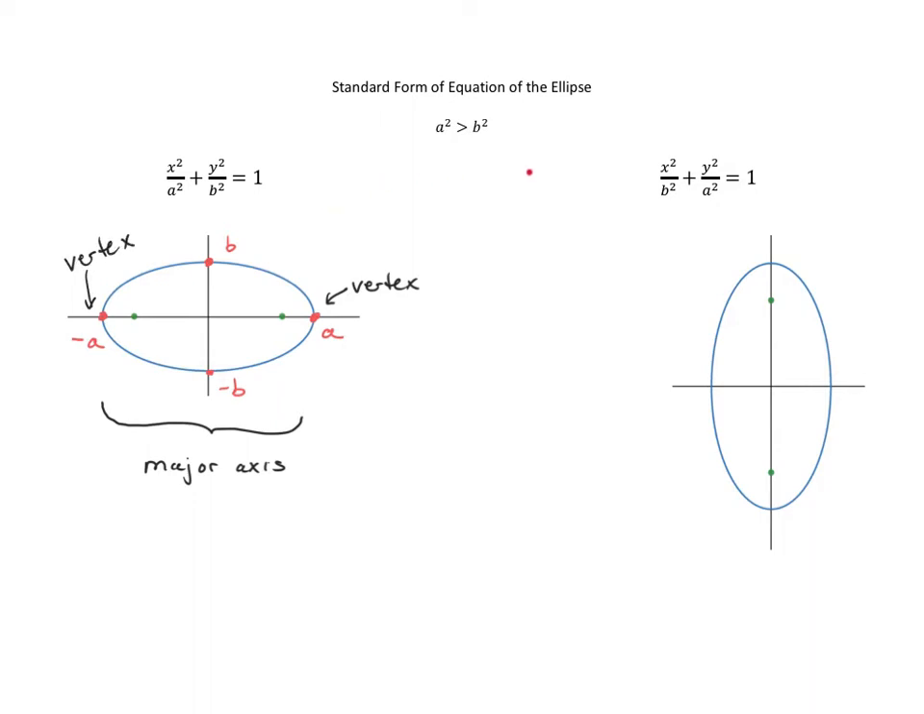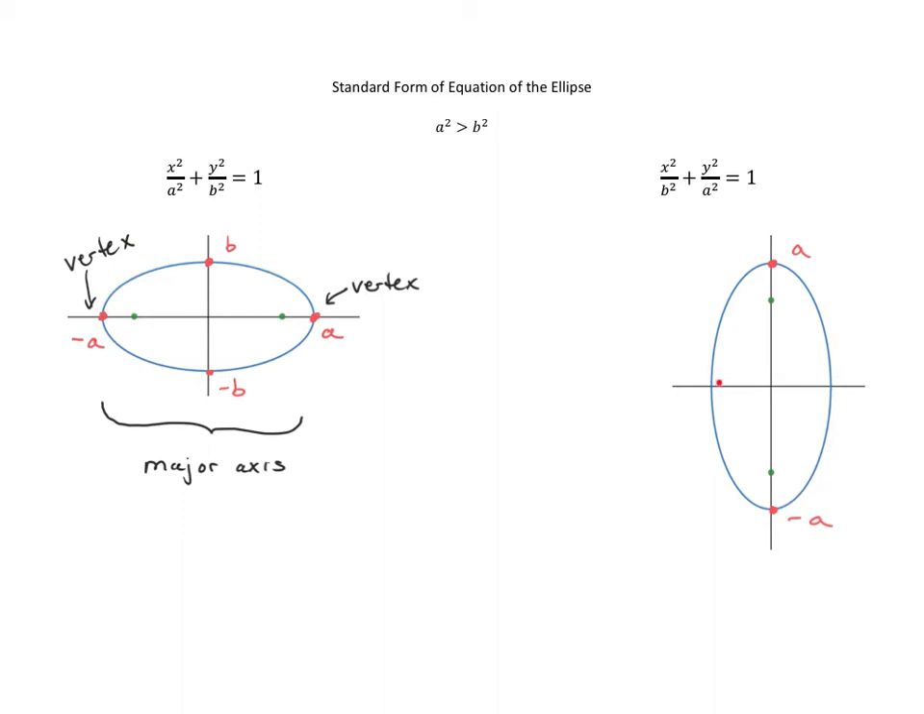Now, how does this compare over to this equation, where the bigger term is under the y squared term instead of the x squared term? Same idea. The points that are further away are going to be in the y direction this time. The reason is, if you solve for the y-intercepts of this graph, x is going to be equal to 0, and when you solve for y, you're going to get plus or minus a. So in this picture, this is +a, and this is -a.